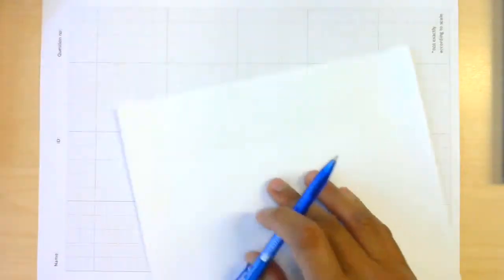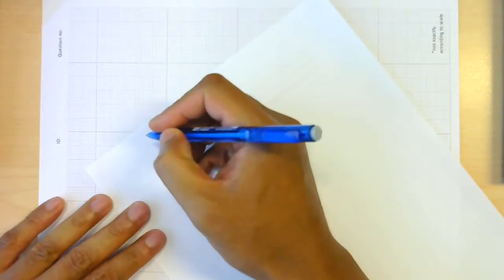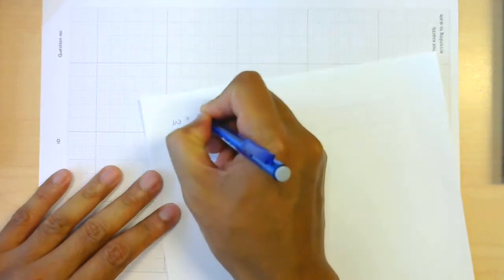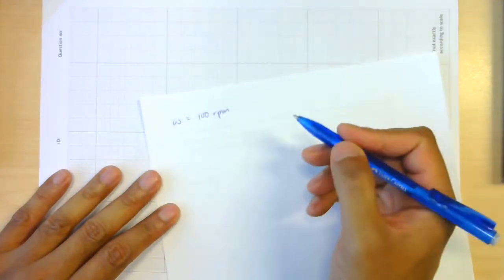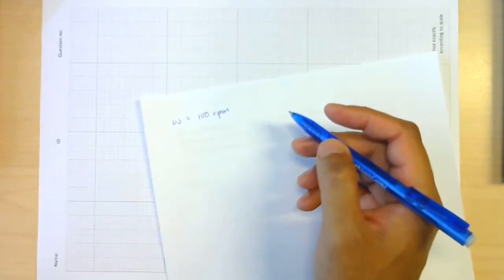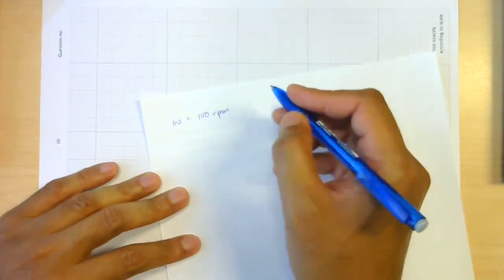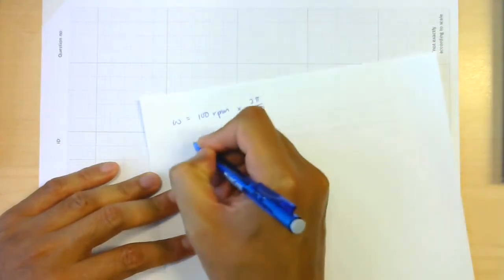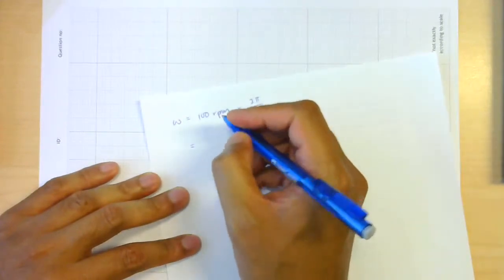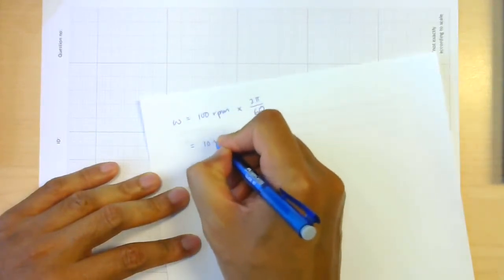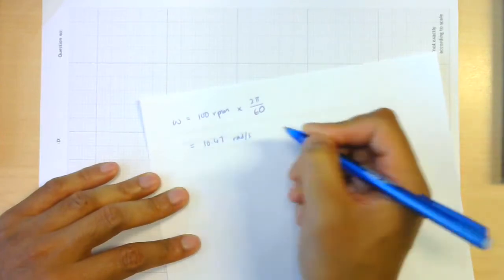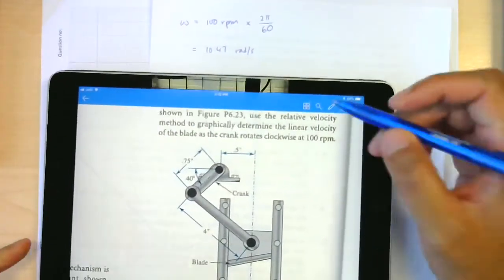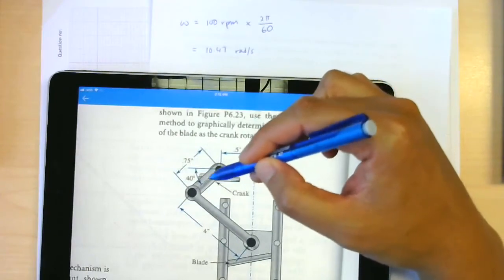So in this case, the crank is rotating at 100 RPM, so omega is equal to 100 RPM. But of course, we need to convert it in terms of radian per second. Therefore, we have to multiply by 2π over 60. So basically, the resultant angular velocity is 10.47 radian per second.